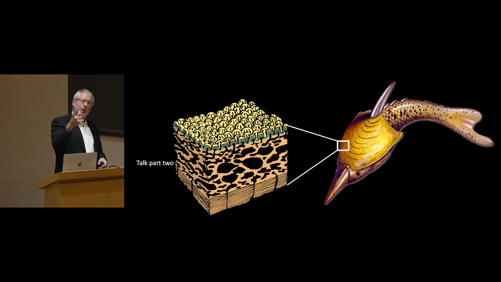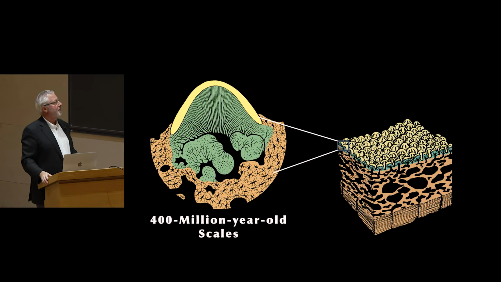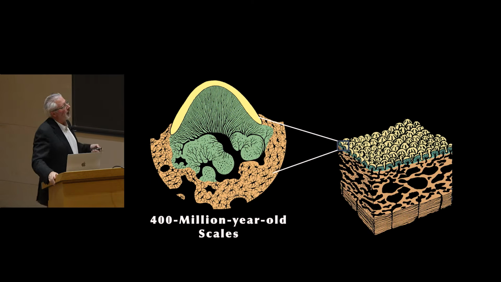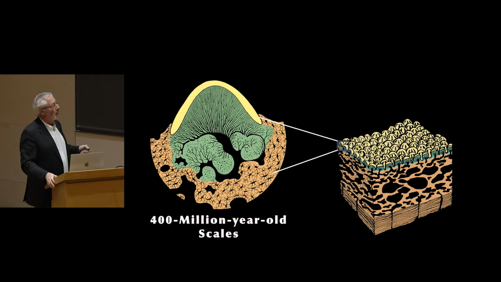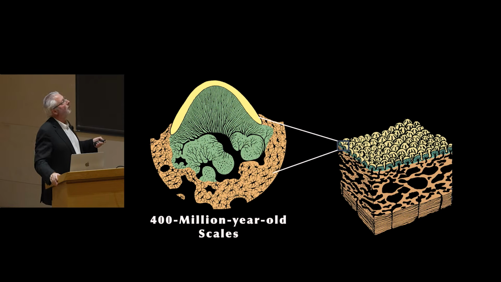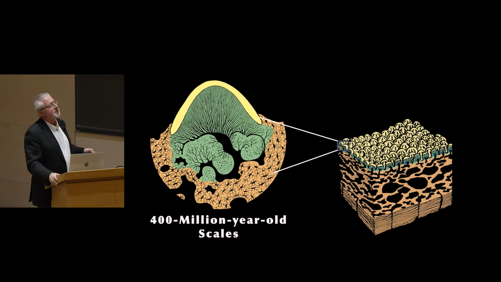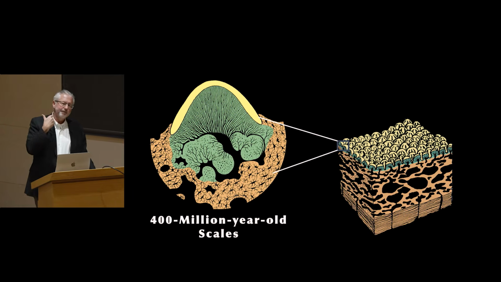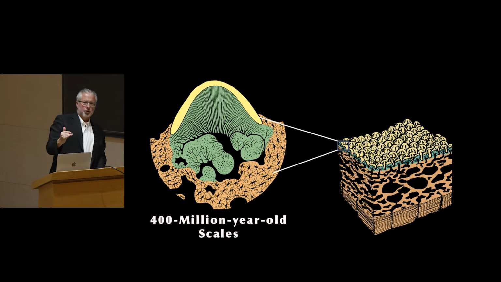Now, there's something that's pretty remarkable about this tissue here. When you look at these scales on the outside of the body, they sit almost like armor on the outside of the body, and some of them are quite old, over 400 million years old actually. If you look at it microscopically, they have a classic 3-layered structure.